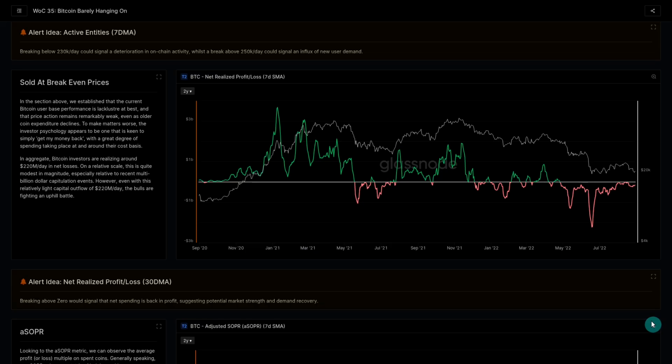We've established that long-term versus short-term outlook. Now I want to bring it into the spending domain in terms of the profitability and some of the mechanisms that kind of led into this recent sell-off. So what we have here is our net realized profit and loss.